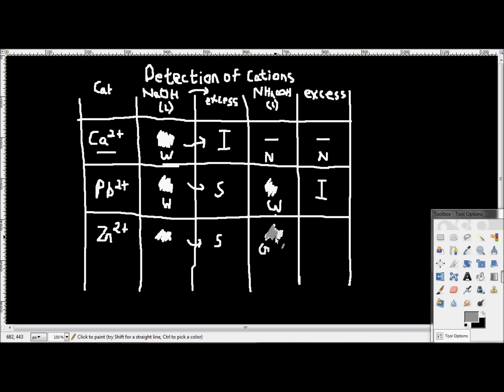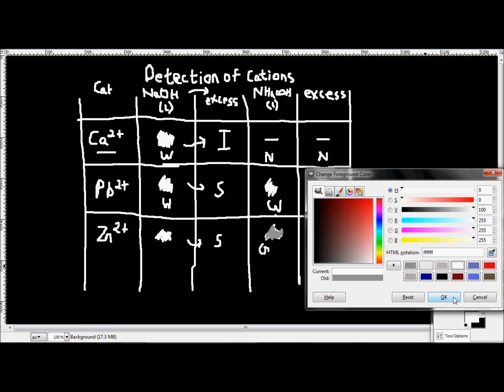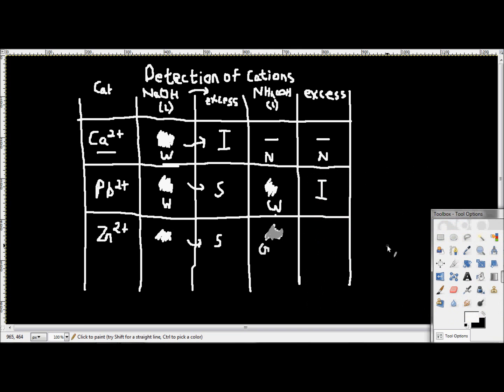Gelatinous white doesn't look anything like this, but I think if you go to the lab and do the experiments, you will see what it looks like. For now, just learn it like gelatinous white. Now in excess, it is soluble again. For this again, there's no real abbreviation. You can remember WS, GS, or something like that.